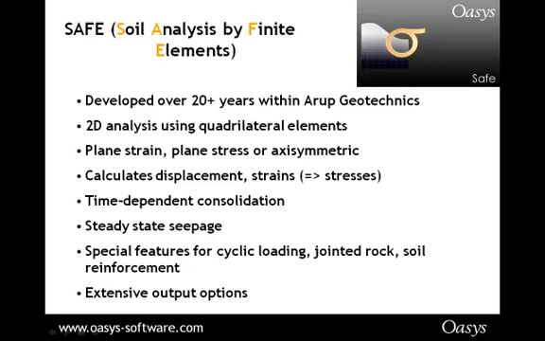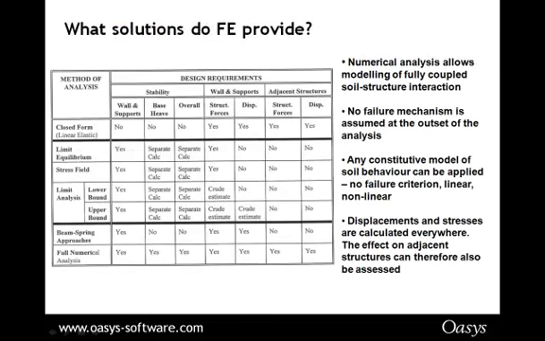We can do calculations in steady state seepage, and it has specific features which are especially good for lab data, for example, like a cyclic loading. We've got special material models such as jointed rock, which really gives SAFE a big advantage. We're able to model soil reinforcement, and because it's been developed over such a long period of time with Arab, we have an extensive number of output options, which a lot of our clients and customers have found extremely useful and pertinent. So as you can see, it's quite a comprehensive program. But I'm just going to go to the basics of finite elements in geotechnics.